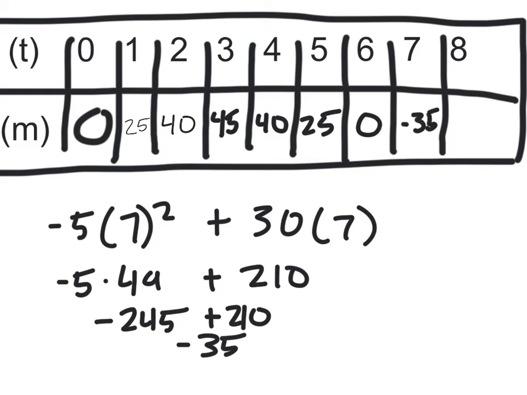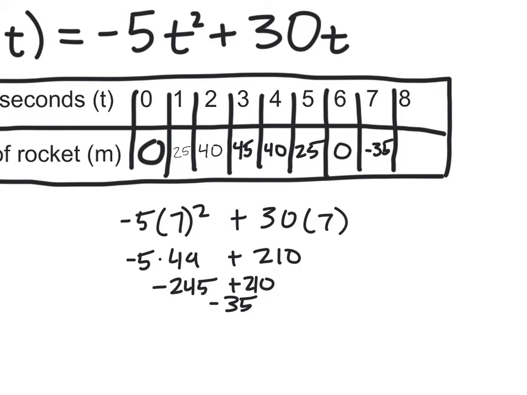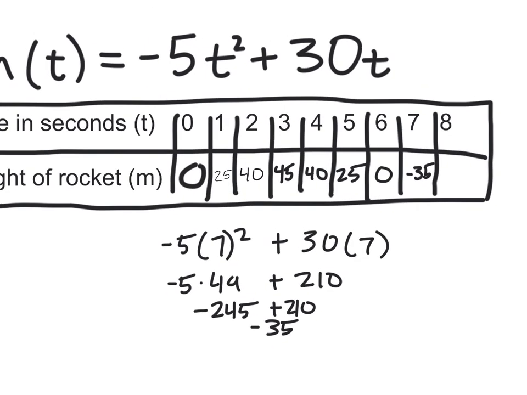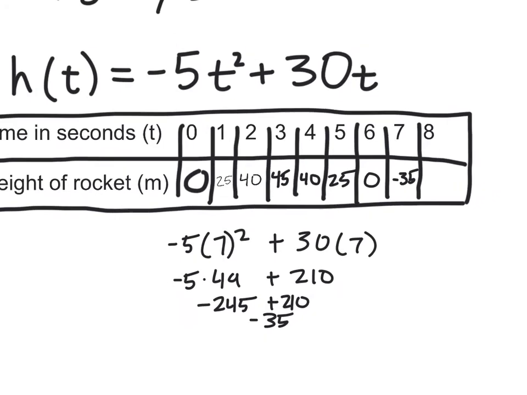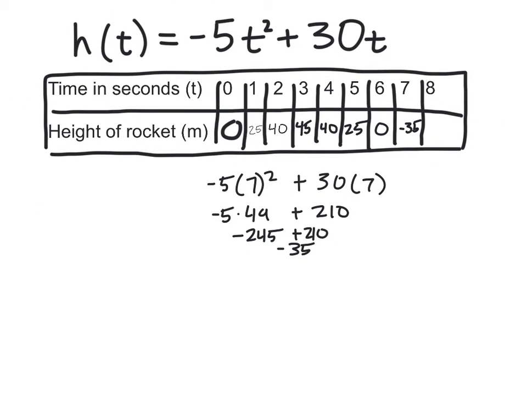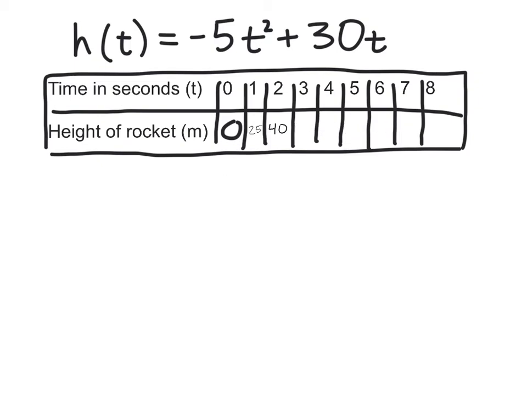Now, based on our model, the model that predicts height over time, the rocket would have dropped 35 feet into the ground. That doesn't make any sense. We know that what would actually happen is that the rocket runs into the ground, and that's it. So you should have realized that these were all good values, 45, 40, 25, 0. But these were bad values. They don't make sense in the context of the problem.